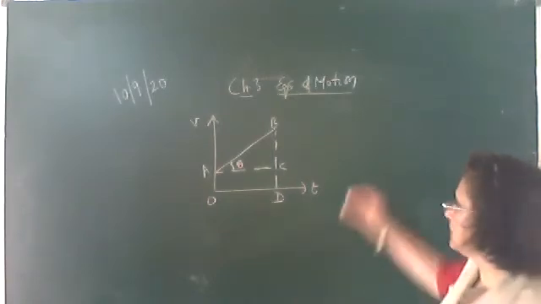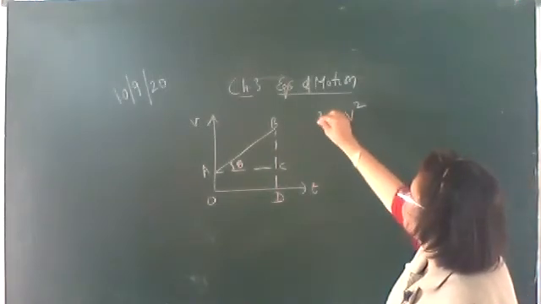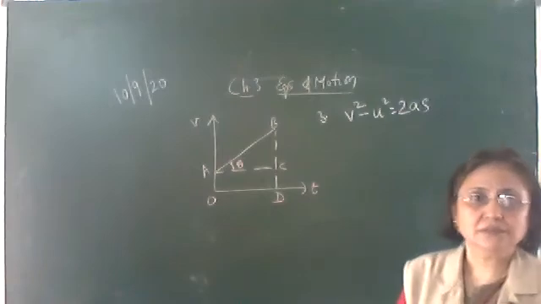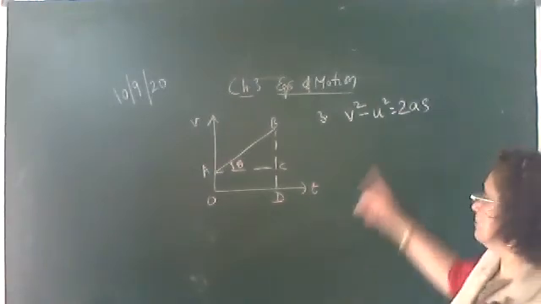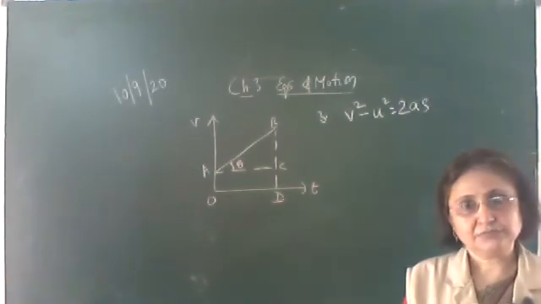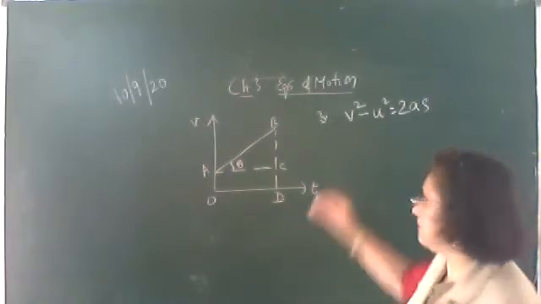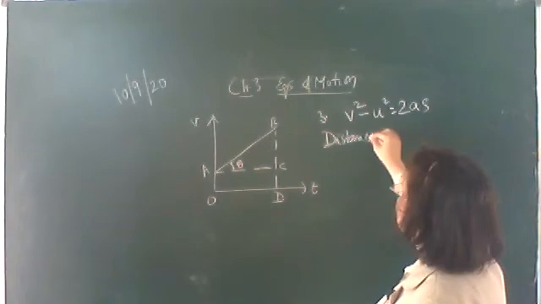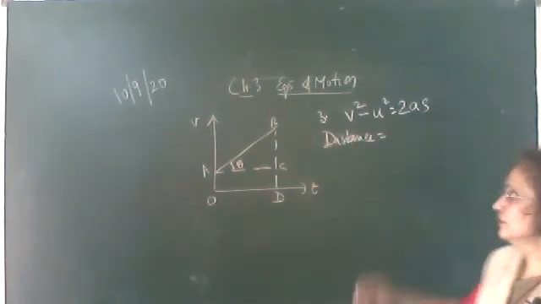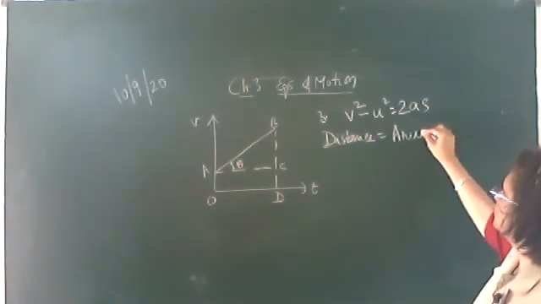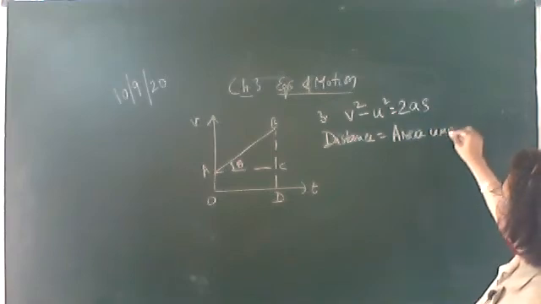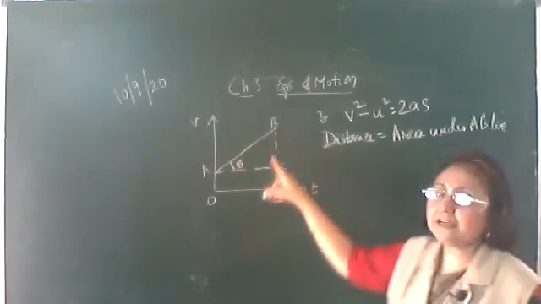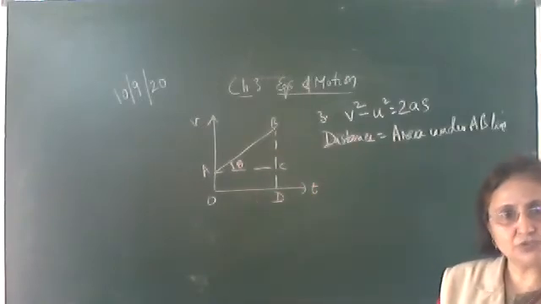Okay, now let's derive the third equation of motion, which is v square minus u square is equal to 2as. Again, from this equation you see that s is coming, so let's find out the distance traveled. Distance is again the area under the line AB. Like for the second equation, we used area of triangle plus area of rectangle, in the same manner also you can do it.